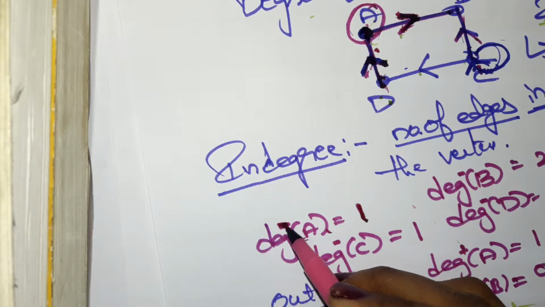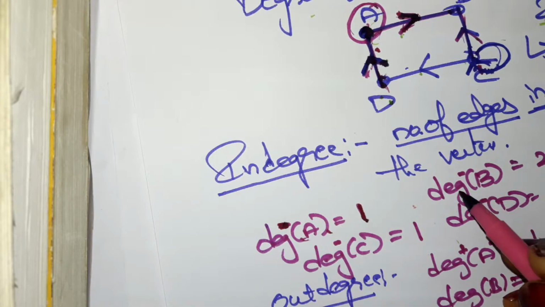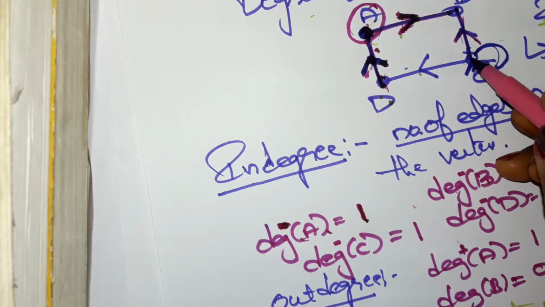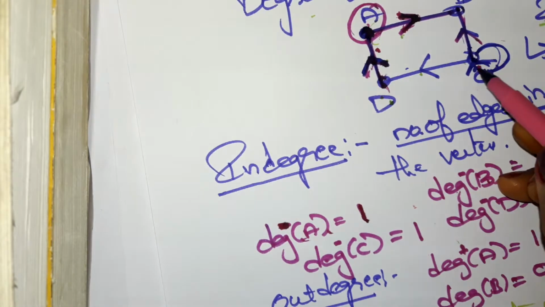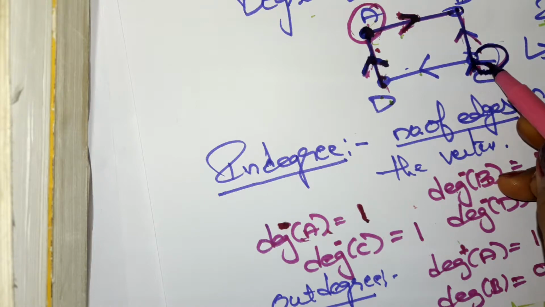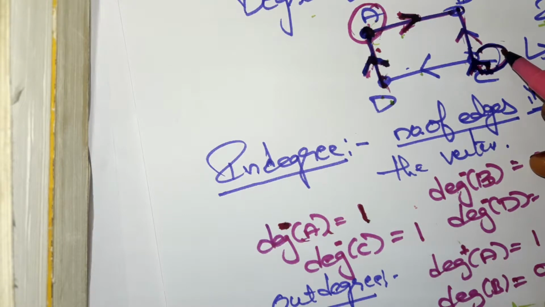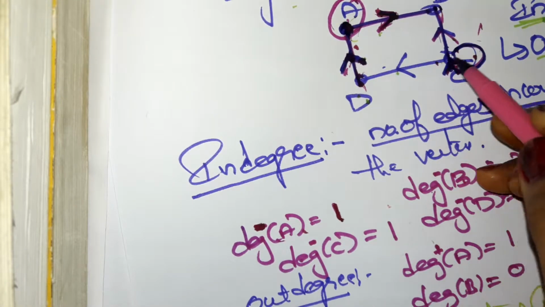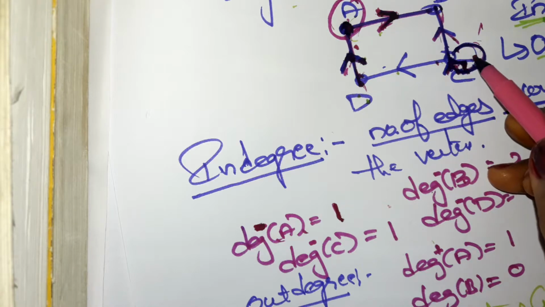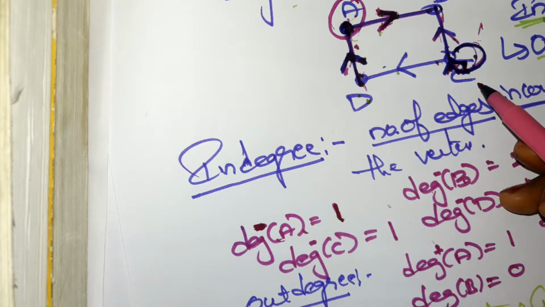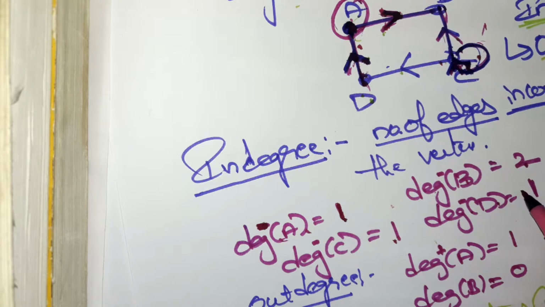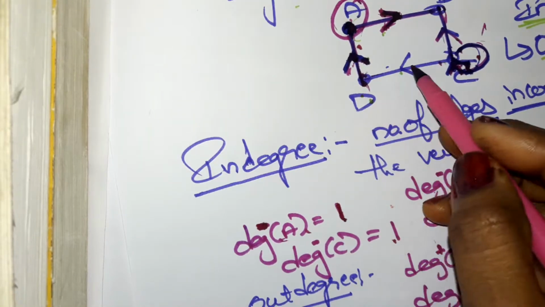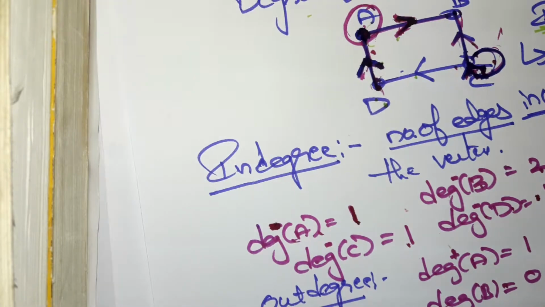Incoming edges can be represented with a minus. So in degree of B, the number of edges incoming to the vertex is 2. And for C, if you observe here, there is a self loop. If you have a self loop in your graph, then you need to consider that self loop for in degree as well as out degree. So for C, there is actually no incoming edge, only a self loop, so you consider it as 1. In degree of D: how many edges are incoming to D? Only 1.